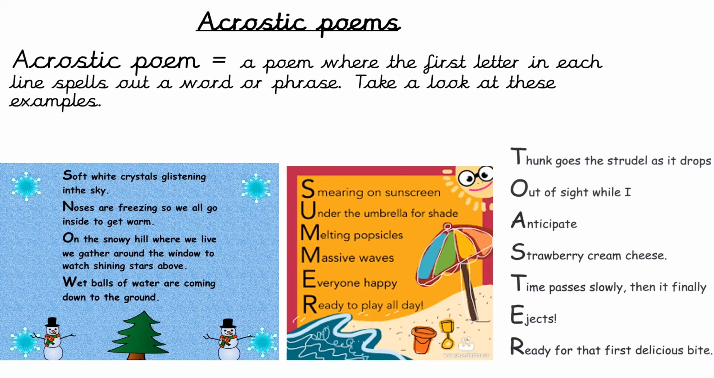Let's just remind ourselves what an acrostic poem is, and I've got some examples of how they should look. So an acrostic poem is a poem where the first letter in each line spells out a word or phrase. And we've got three examples here. We've got one called snow, one called summer, and one called toaster. And remember that the word that you can see going down is what the poem is about.